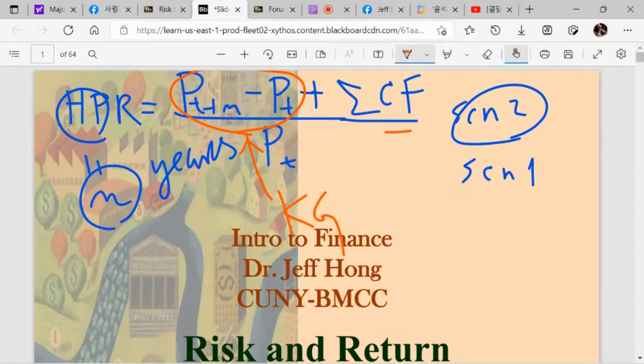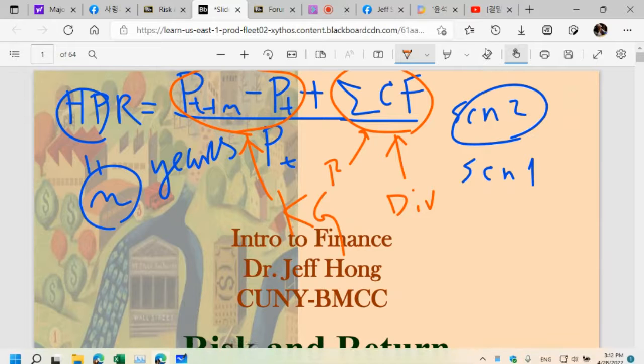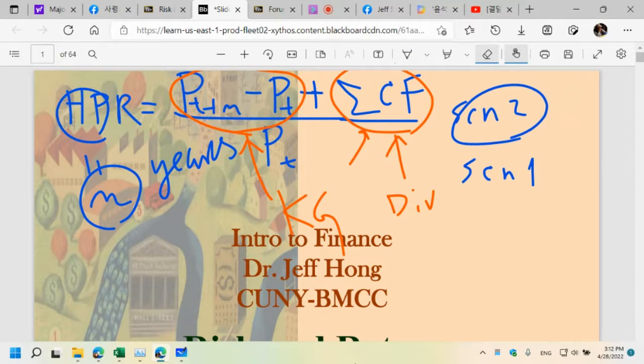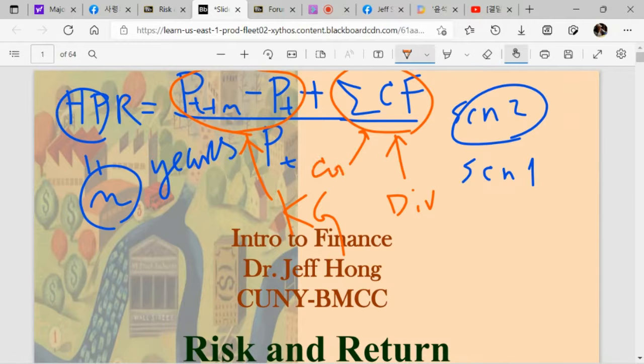And in case of stock, this is dividend, right? In case of bond, it would be coupon interest, right? If it is bond, coupon. If it is stock, it will be dividend. Now, some stocks don't pay dividend. Dividend isn't always mandatory.